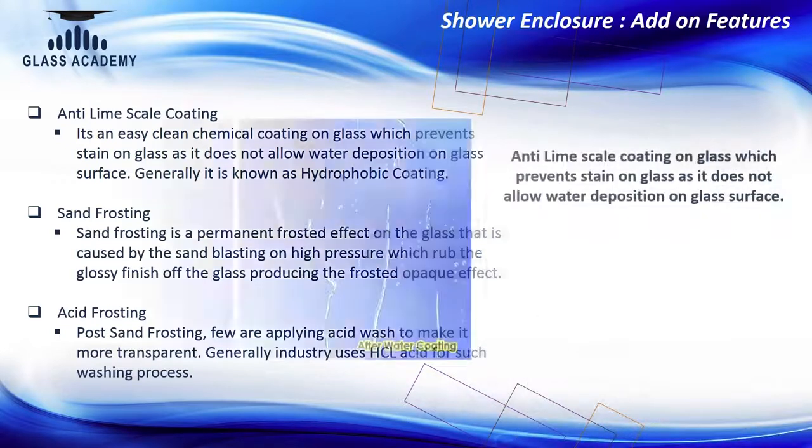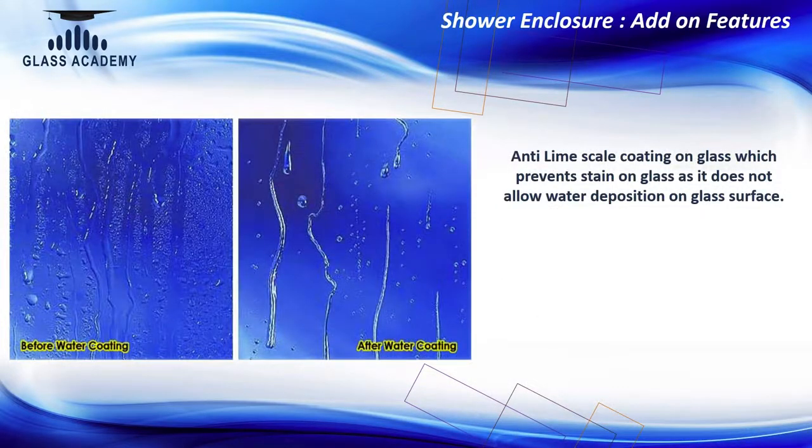I will take you through the picture of it. You can see here the anti-limescale coating, the first thing. The first picture shows there is no coating, you can see more water, more condensation happening on the glass, whereas on the second, right side, you can see there is a coating on the glass. So, it shows that water is simply dripping out, water is not sticking to the surface of the glass.